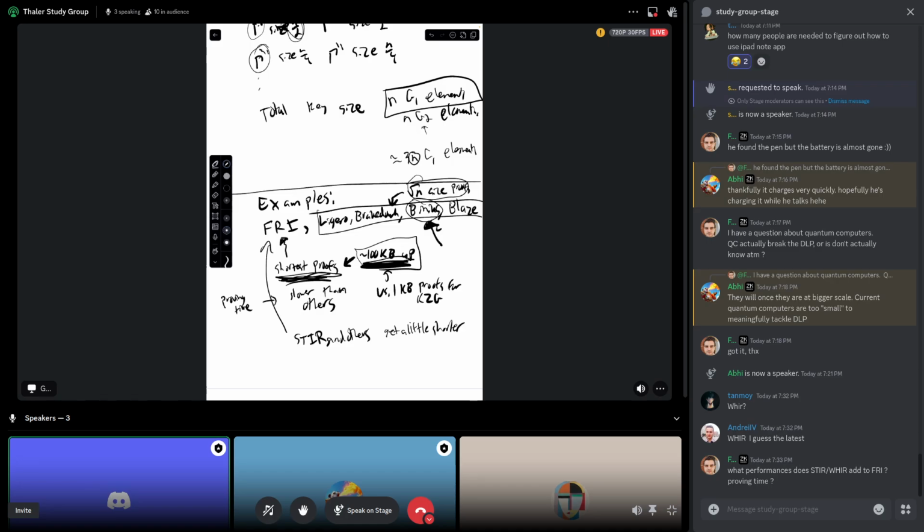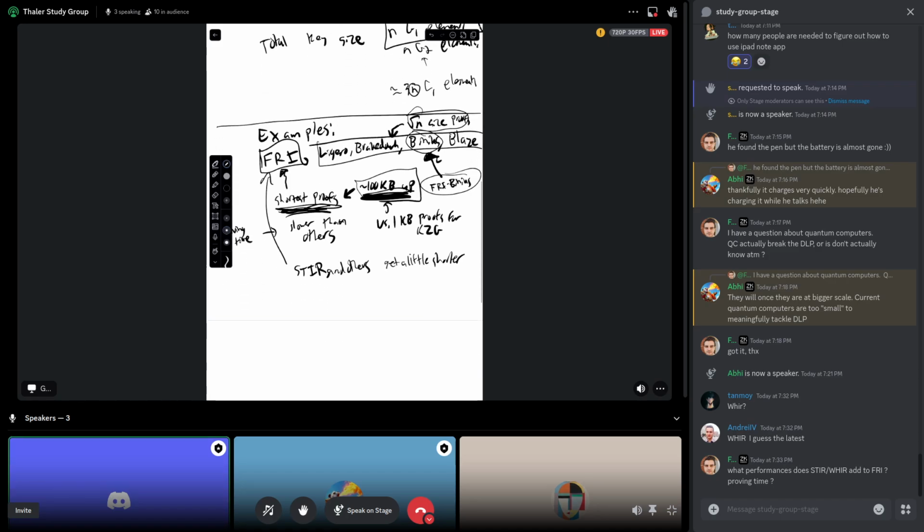But now there's an analog of FRI called FRI-Binius, which is a variation of FRI. It's a very similar name, but ultimately it has the same properties as FRI itself, of polylogarithmic rather than square root n size proofs. Okay, so yeah, I'm hiding some nuances.